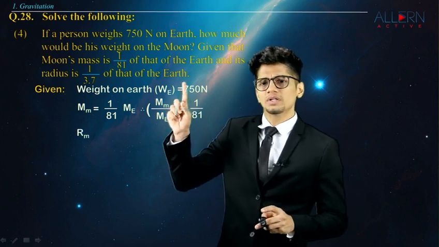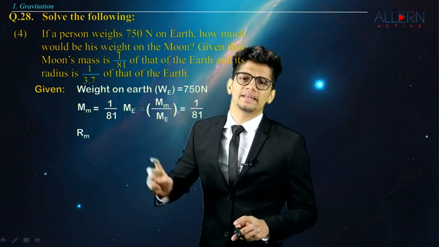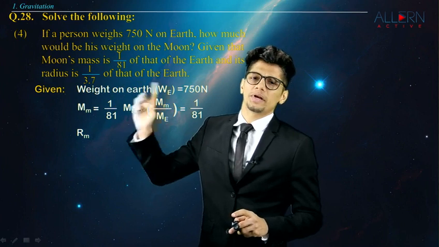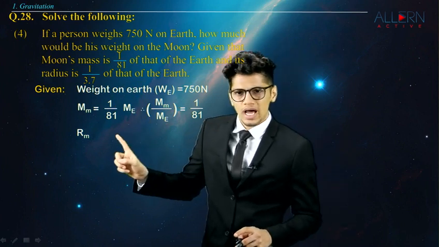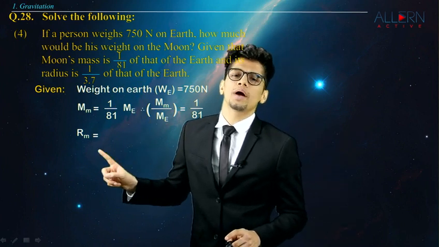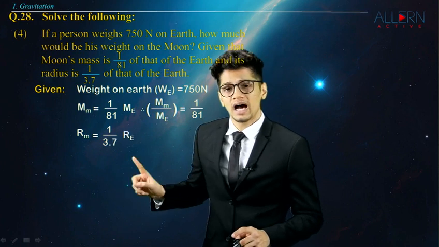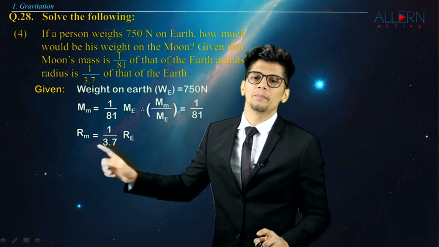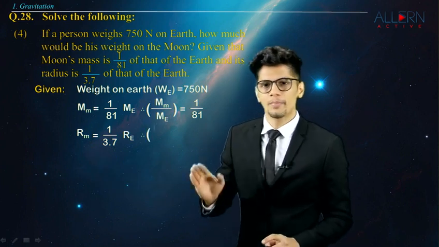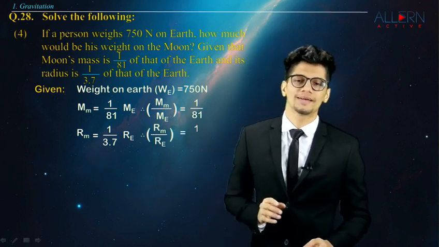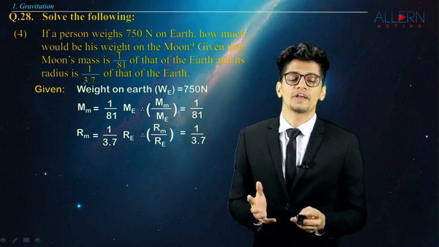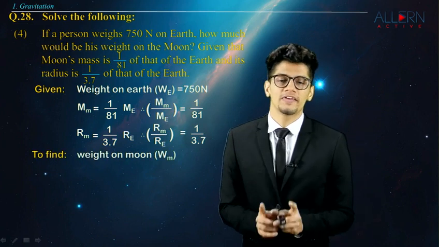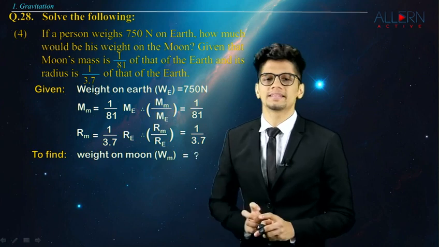Now the question also says that the radius is 1 upon 3.7 times. So r_m is equal to 1 upon 3.7 times r_e. Again, what do we need to do? Shift r_e below r_m. So we have r_m upon r_e is equal to 1 upon 3.7. What do we have to find? We have to find the weight on the Moon, that is W_m.